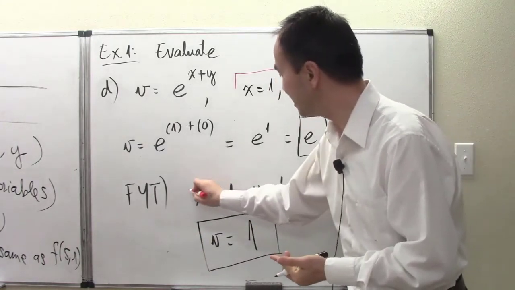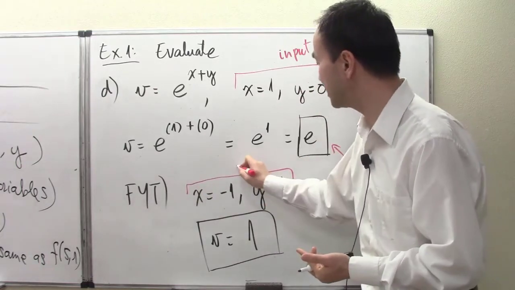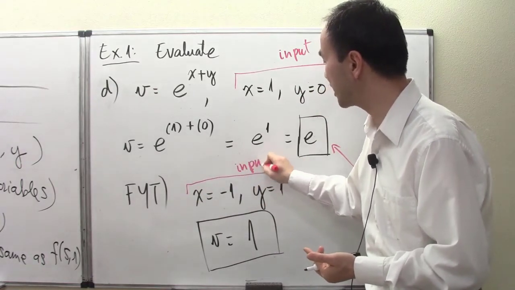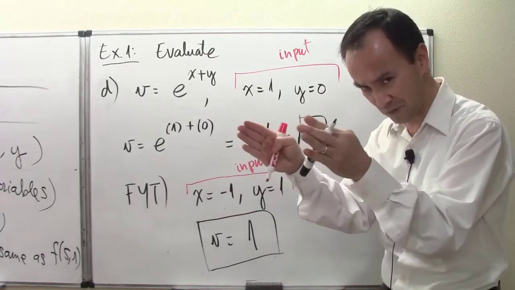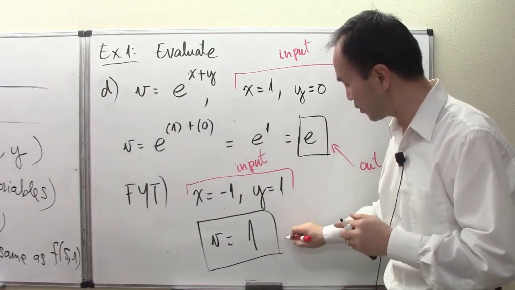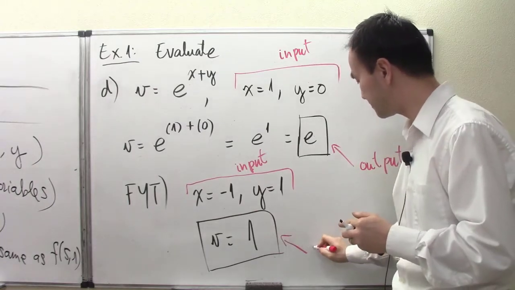So here in this FYT problem, this is your input right here. The two values x and y together, that's your input. That's one input, but containing two different values. Okay, and then this is your output.